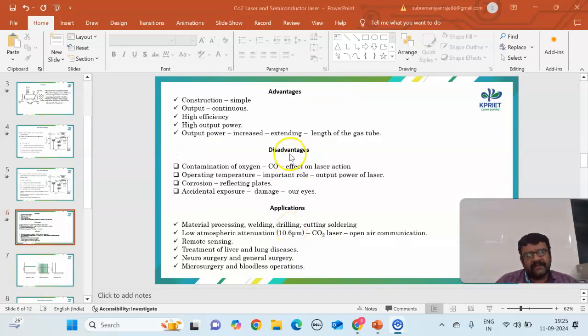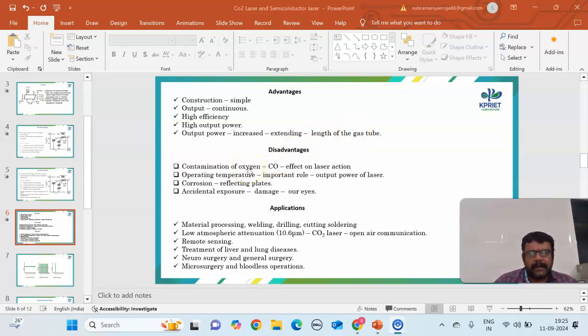Now we are going to look at the advantages, disadvantages and applications of the carbon dioxide laser. As far as advantages are concerned, its construction is very simple and the output is either continuous or pulsed. High efficiency and high output power are obtained. The output power can be increased by extending the length of the discharge tube or gas tube, whereas the disadvantage is the contamination of oxygen.